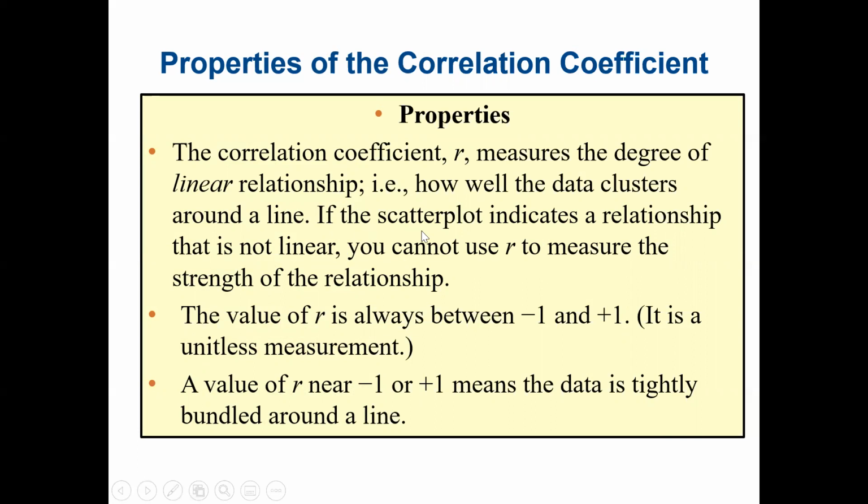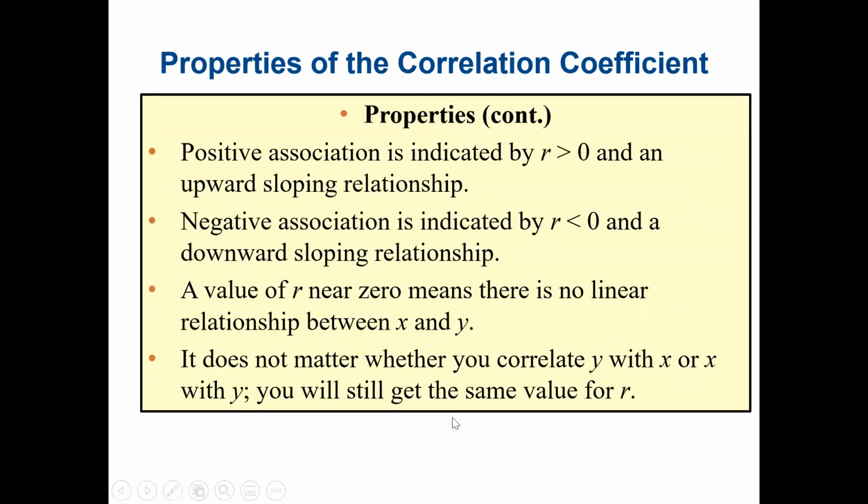So we say that if the scatter plot indicates a relationship that is not linear, then you cannot use R. Again, the correlation coefficient is for linear relationship. Now, the value of R is always between -1 and +1, always. So a value of R near -1 or near +1 means the data is tightly bundled around a line, which means there's a relationship between the two variables. Now, if it's close to 0, then there's no relationship.